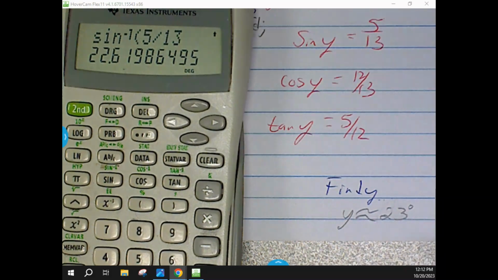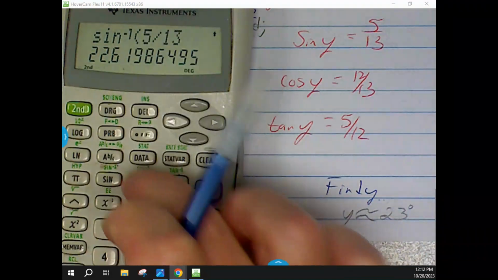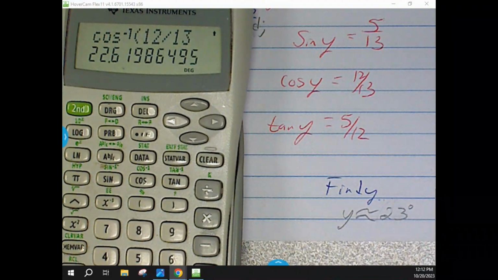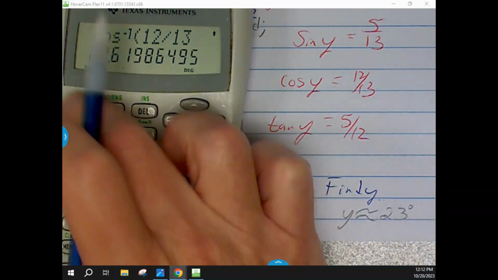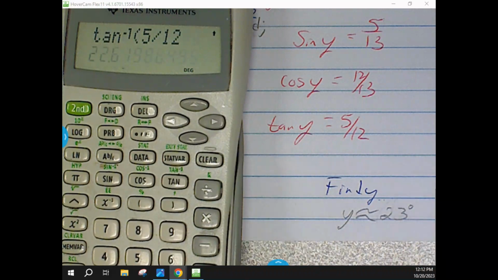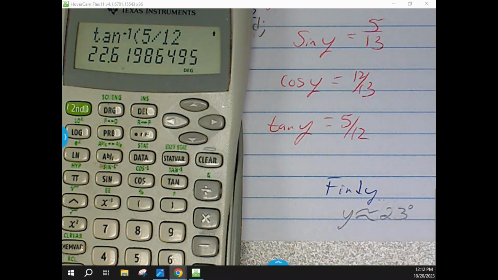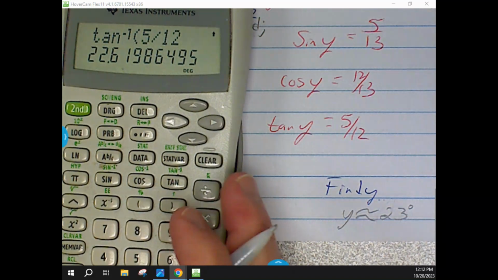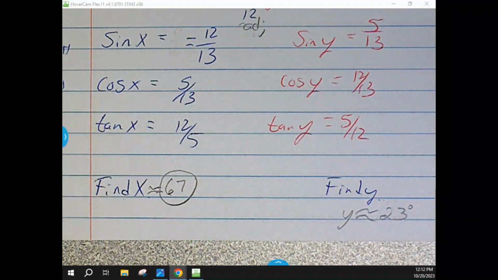Again, it doesn't matter if you do this one. Doesn't matter if you do the next one and do cosine and do 12 divided by 13. They're all going to come out to be that 22.6. And same thing if you do tangent. You get the same answer there. And again, we're rounding it off to the whole number, so that's why we got 23 instead of 22.6. Okay, so everybody okay with that one?